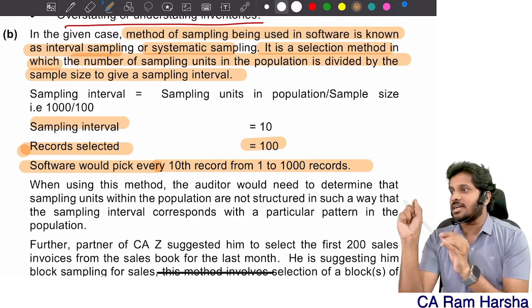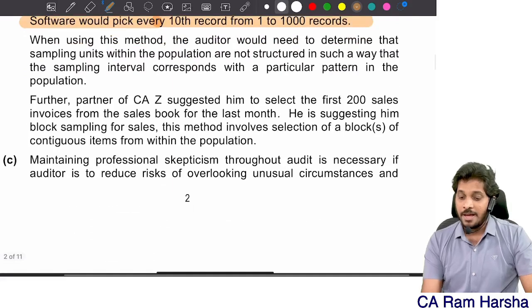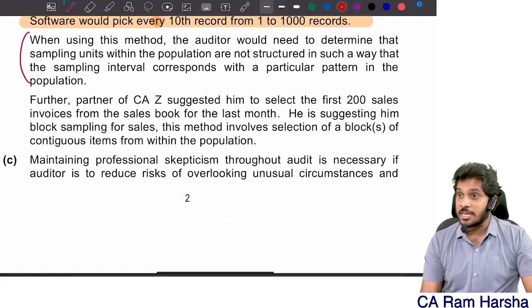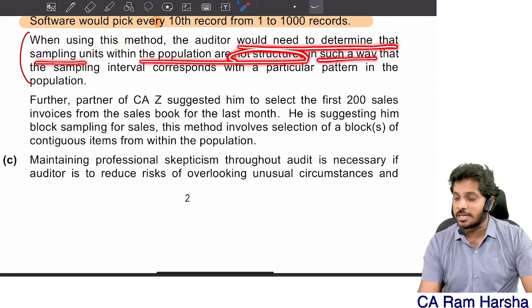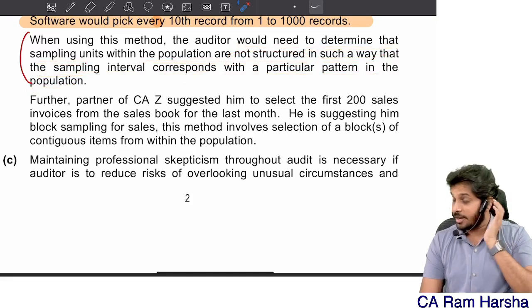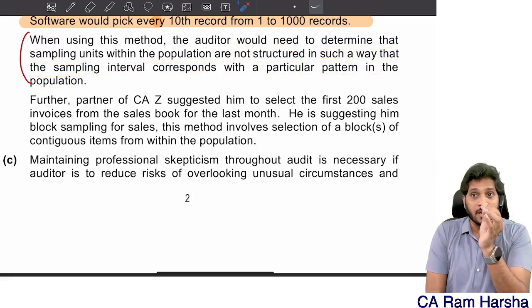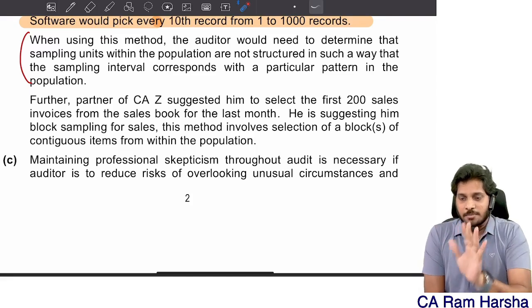So 10 is the interval. Every 10th item will be picked as a sample by the software. Now, what is the important consideration you should keep in mind? When using this method, the auditor would need to determine that sampling units are not structured in a way that the sampling interval corresponds to a particular pattern in the population. We must not select samples in a particular pattern in the population. Then it is not an unbiased selection.